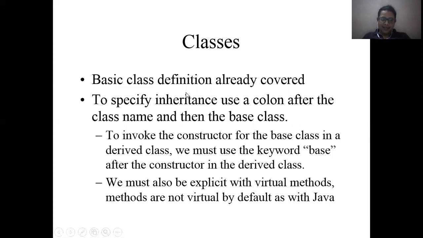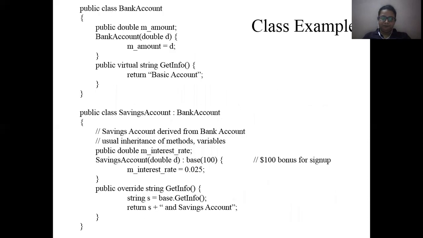Next is classes. Basic class definition is already covered. To specify inheritance, use a colon after the class name, and then the base class. To invoke the constructor of the base class in a derived class, we must use the keyword base after the constructor in the derived class. We must also be explicit with virtual methods. Methods are not virtual by default as with Java. Here is one example of a bank account.